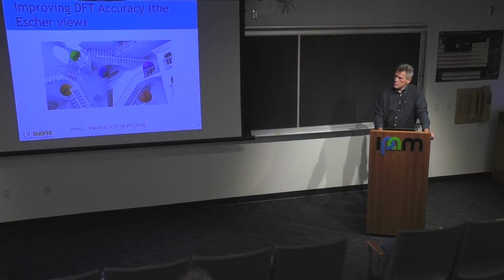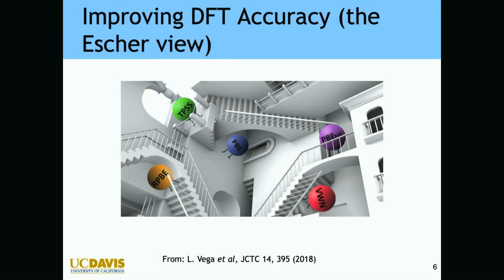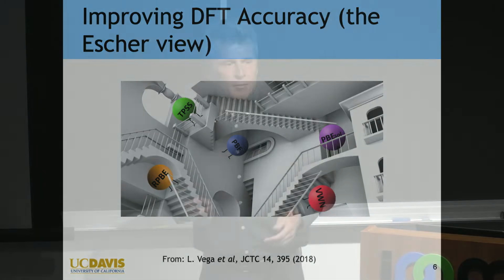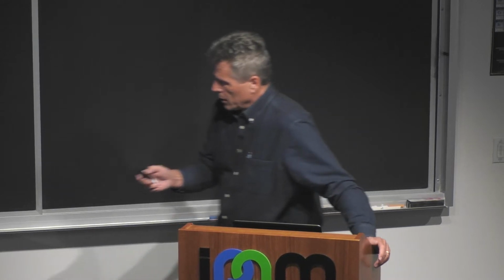I'm actually fond of Escher, and that's probably a more accurate picture of what's going on. You don't have a one-dimensional space of functionals where you can improve systematically in one direction. When you improve for one property, it might degrade another property, right? So what we have is a collection of functionals, and we have to assess them, but for different properties. We cannot just claim that if they get better for one property, they will be better for everything else, right? The practice shows that's not the case. This picture is not mine. It was taken from a paper by Lorena Vega.